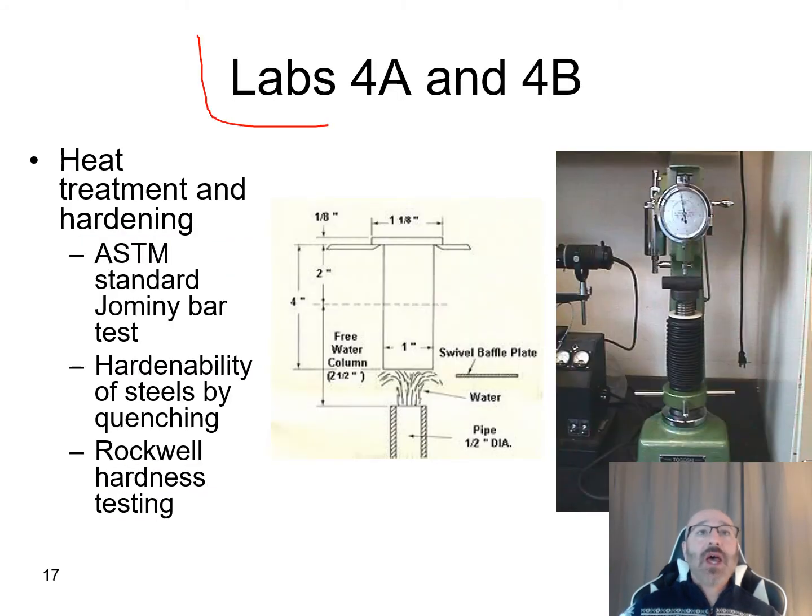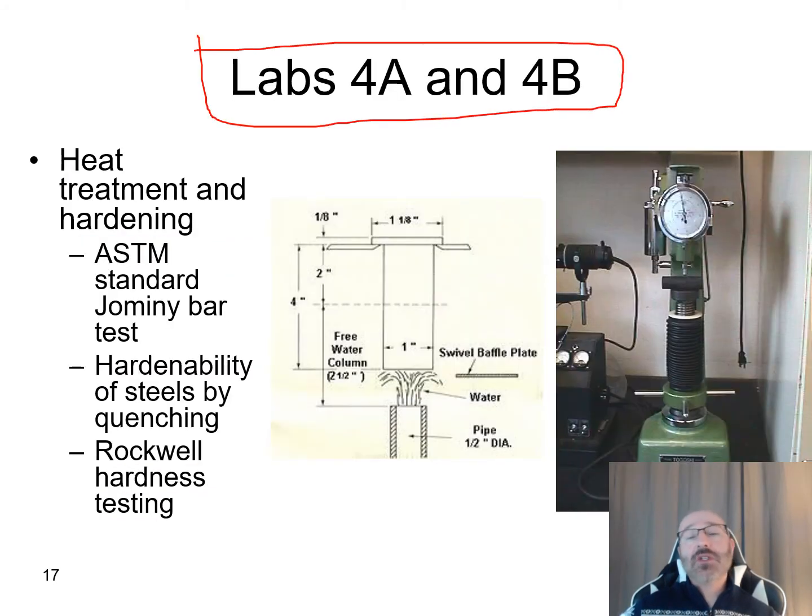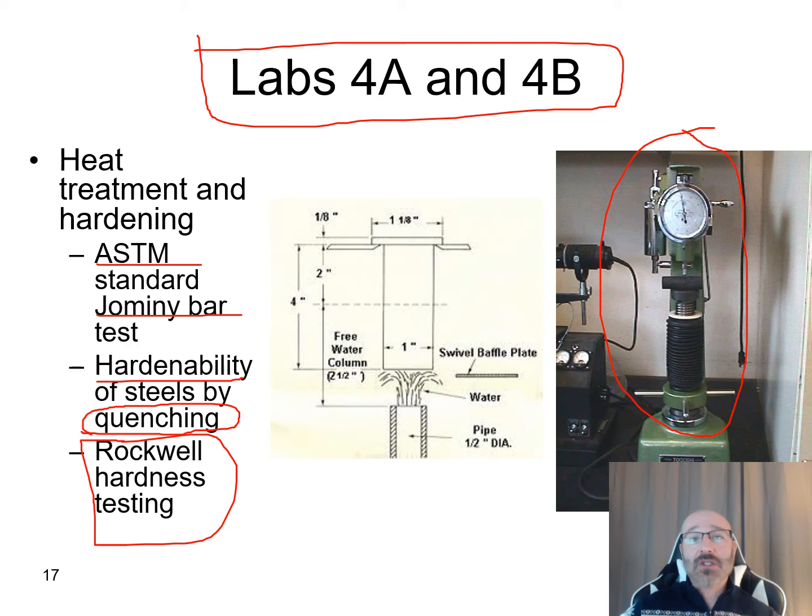Now, as we get into lab 4 and 5, this is going to deal with heat treatment and hardening of some different material samples. So we're going to take a look at the ASTM standards for a geometry bar test, and we're going to utilize that within this laboratory for the experimental setup. The hardenability of steels by quenching, so we're dealing with some quenching relationships, equations, and calculations. We're also going to be talking about Rockwell hardness testing, and we can see in this image our Rockwell hardness tester that we're going to be utilizing on the samples.